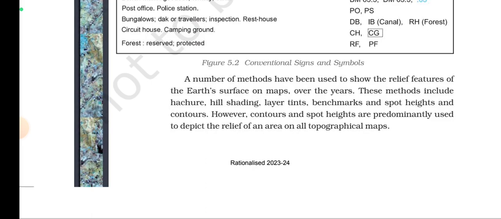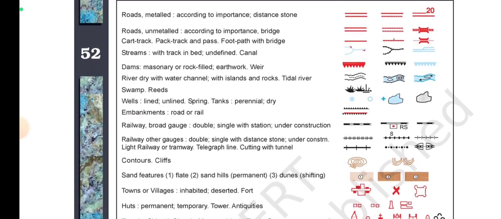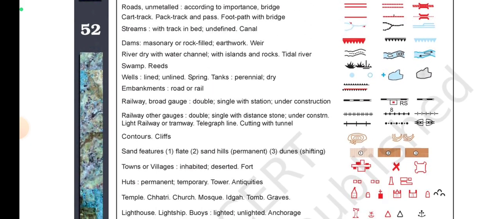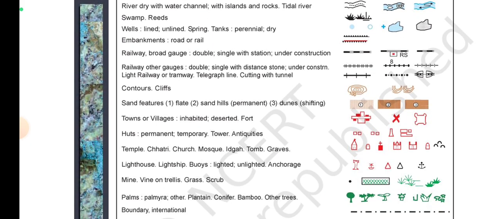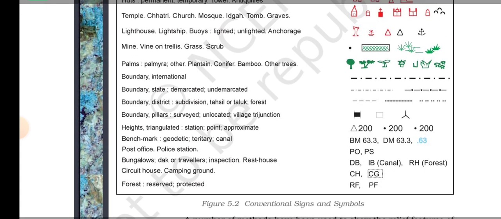These methods include hachures, hill shading, layer tints, benchmarks and spot heights, and contours. However, contours and spot heights are predominantly used to depict the relief of an area on all topographical maps. Now here you can see these are the signs. When you are doing interpretation of topographical maps, these are very important, right?